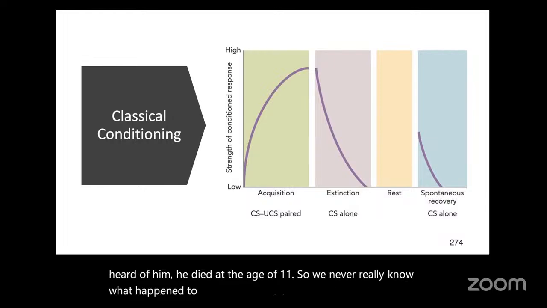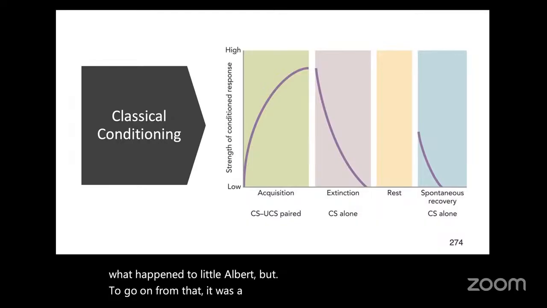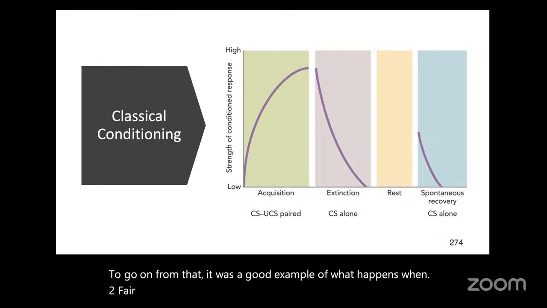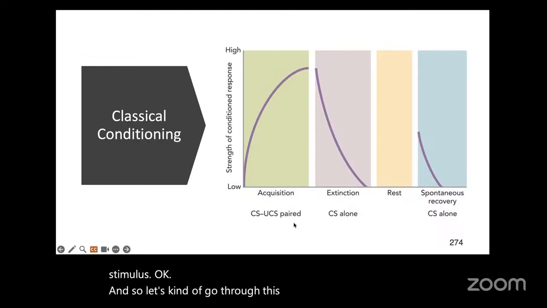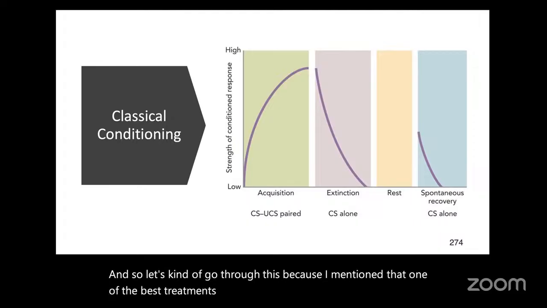But to go on from that, it was a good example of what happens when a fear-naturally-provoking stimulus is paired with a neutral stimulus. Okay. And so let's go through this, because I mentioned that one of the best treatments for fears and anxieties is exposure therapy.